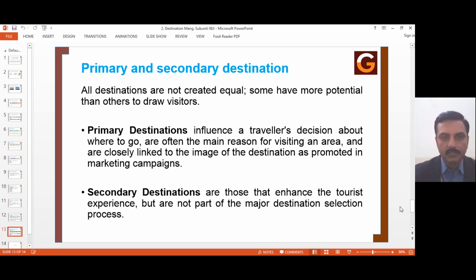So we can understand it this way: primary destinations are those tourism destinations which attract a traveler or tourist towards their natural beauty or man-made beauty. Whenever we talk about a secondary destination, these are destinations which are closely associated with primary destinations. For example, suppose somebody has come to Karnataka and is visiting only Bangalore, but they feel that since Mysuru is very near Bangalore, why don't we go to Mysuru also and visit Mysuru?